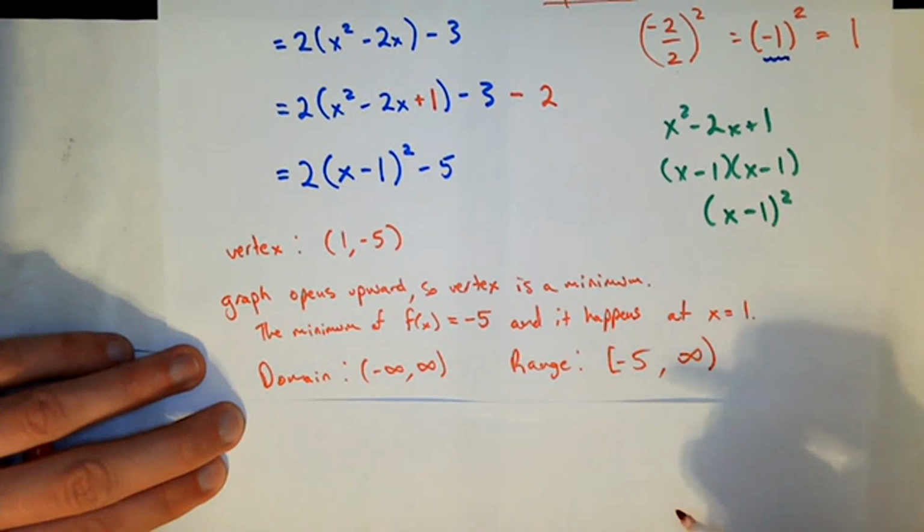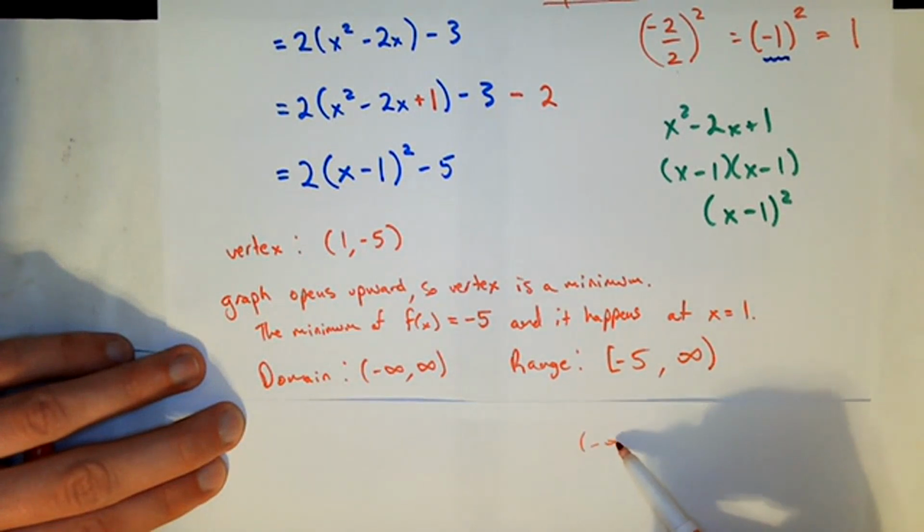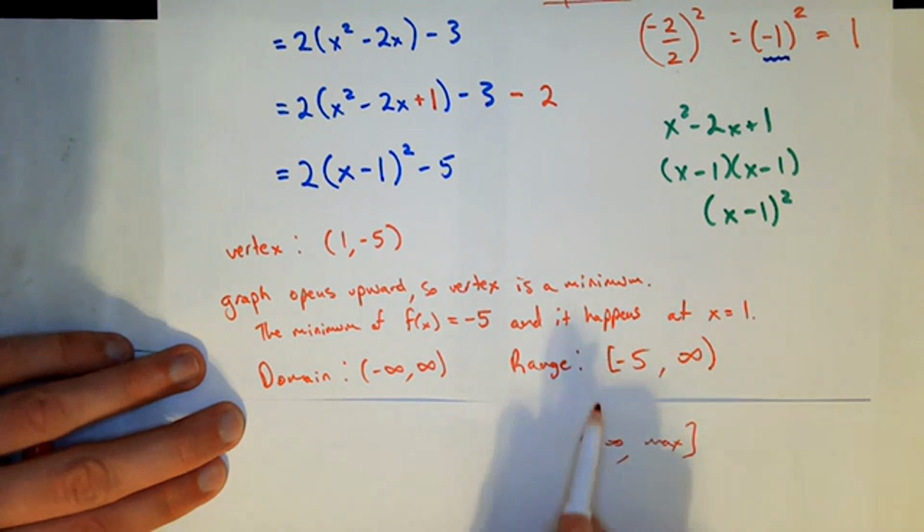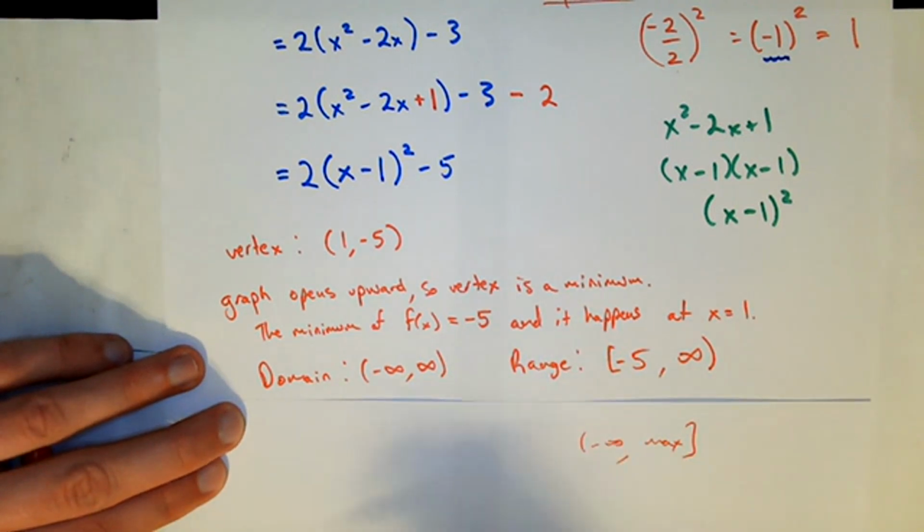If you have a maximum, then your range would be unbounded going to the left and then bounded by some maximum on the right. That y value of the vertex would be on the right there. That's if you have a maximum. In this case, we had a minimum. That's why it looked like this.